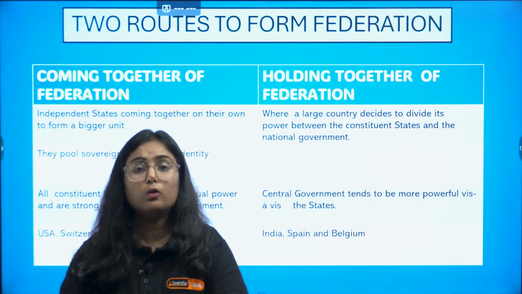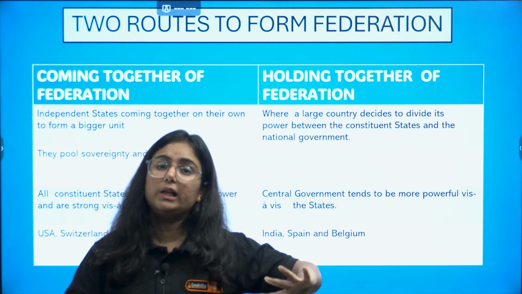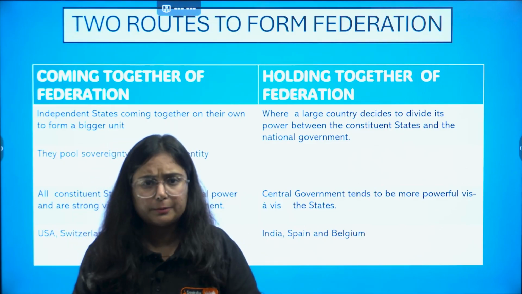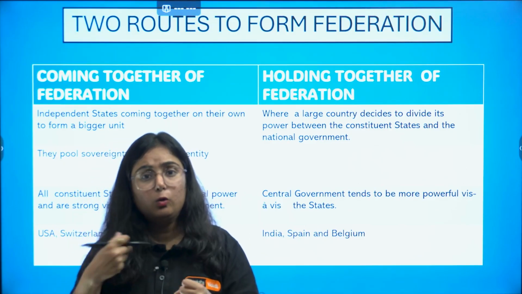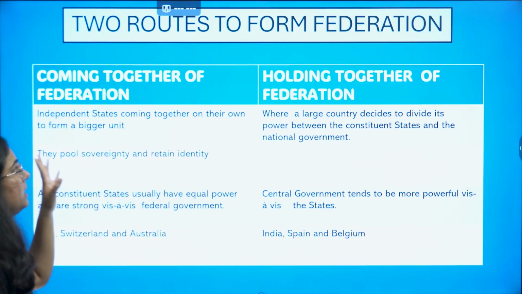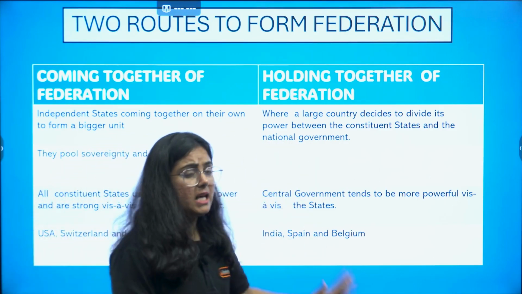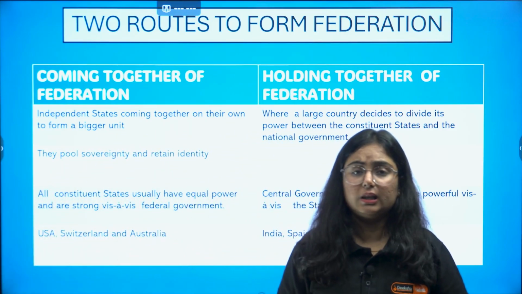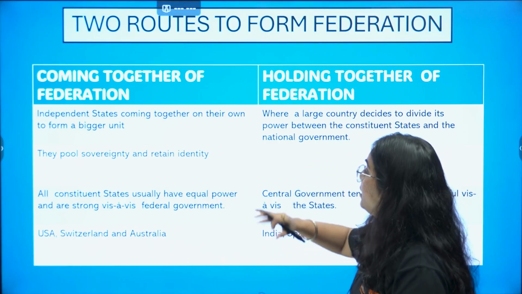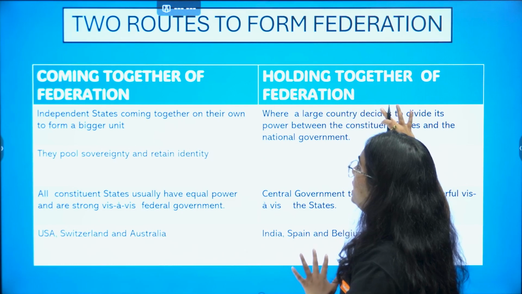But how can a nation become a federal nation? There might be certain rules, like how India adopted federalism is totally different from the way the USA has adopted federalism. So how? Are there any routes to reach it? Yes. There are 2 routes to become a federal country, or 2 routes to form a federation. One is coming together federation and the other is holding together federation. We will first study coming together federation, and then we will move on to holding together.